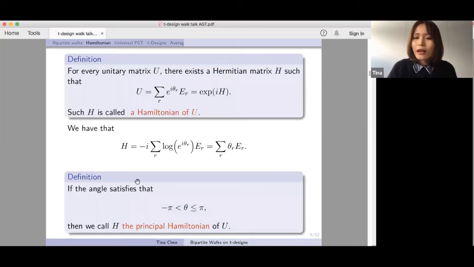Based on how we take the logarithm, our Hamiltonian will not be unique. If we restrict its eigenvalue angles to be between minus pi and pi, we call the resulting Hamiltonian the principal Hamiltonian of U. Following the convention here, we use the principal Hamiltonian as the Hamiltonian of our bipartite walk.